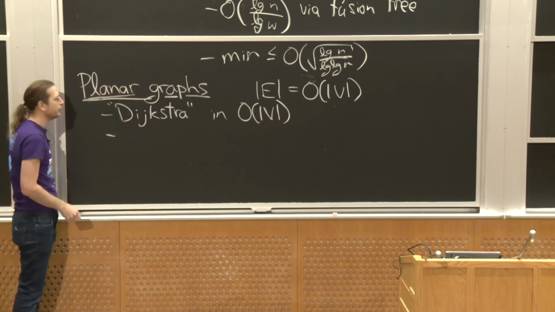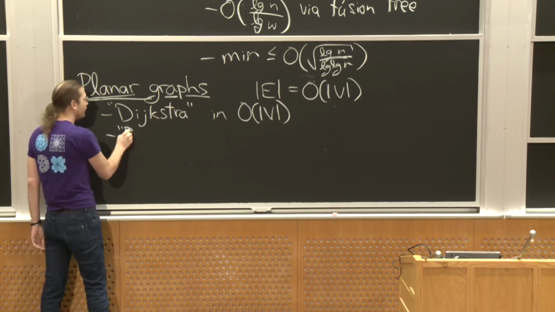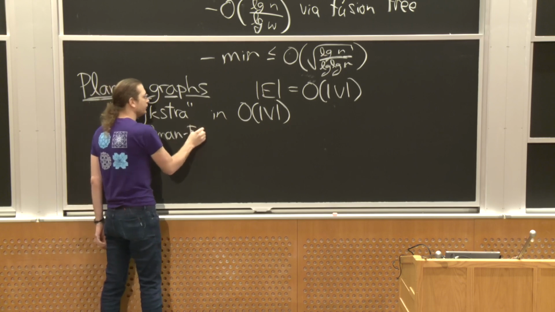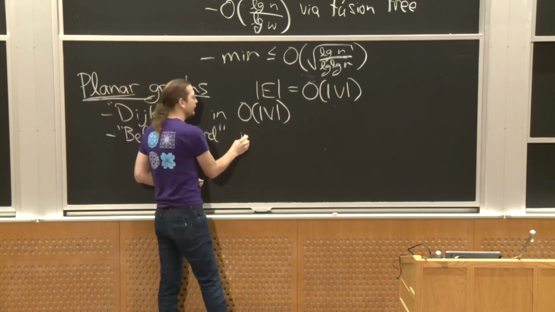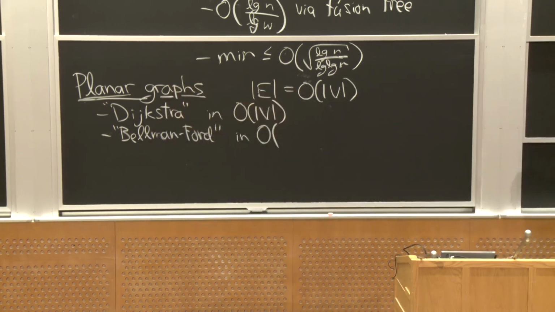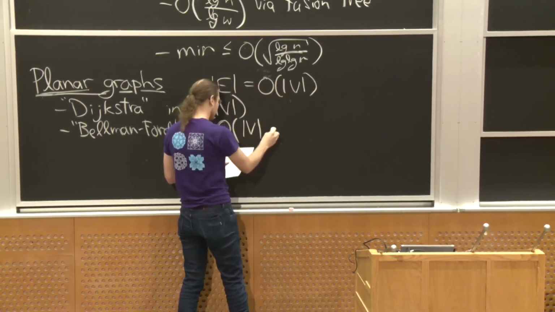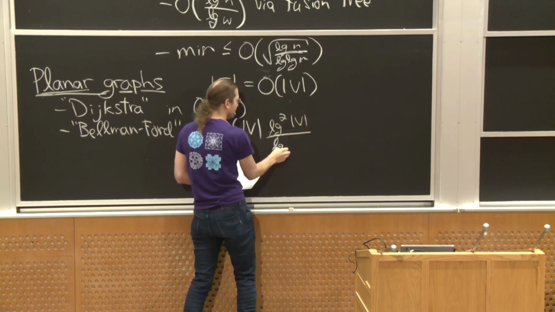No log. Okay, not that impressive, but remove a log. More impressive is we can do the equivalent of Bellman-Ford, which is single source shortest paths with arbitrary edge weights in a planar graph in some time, almost linear time. V log squared v over log v.